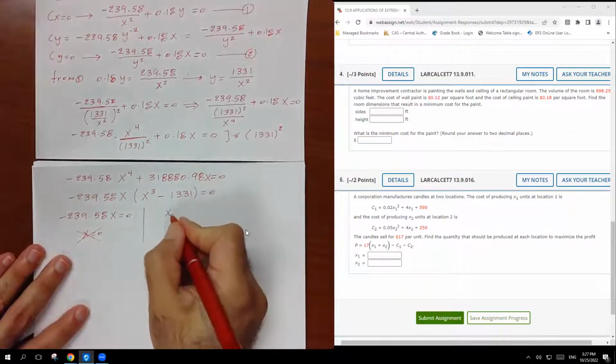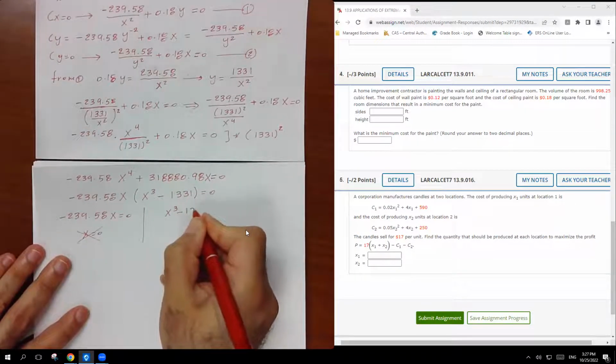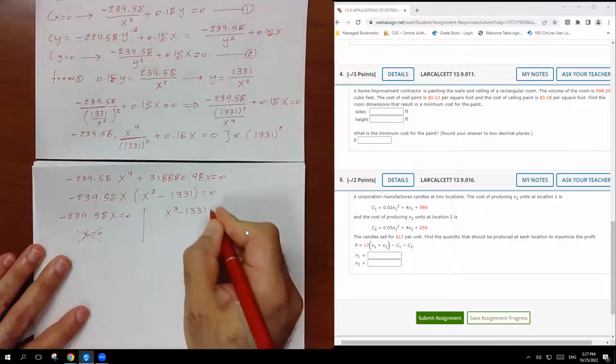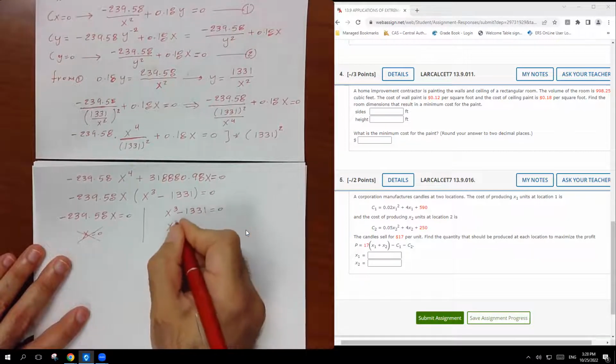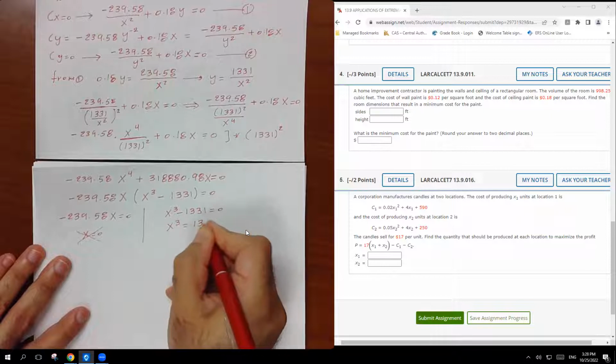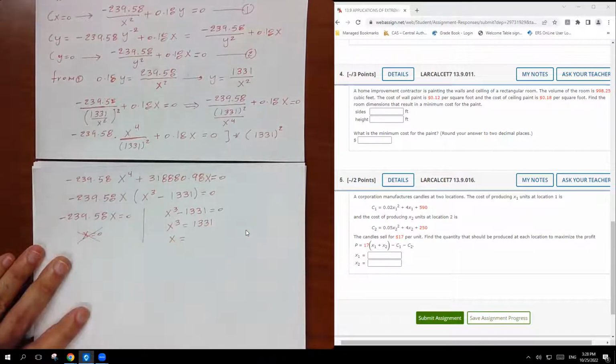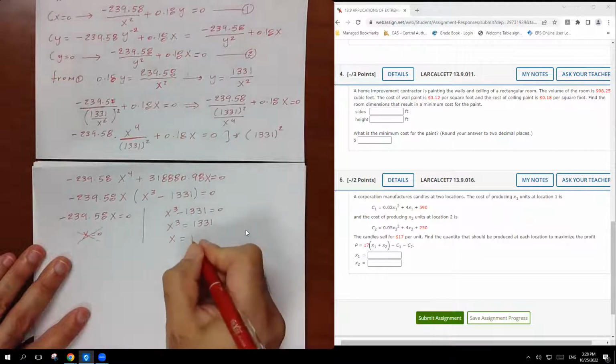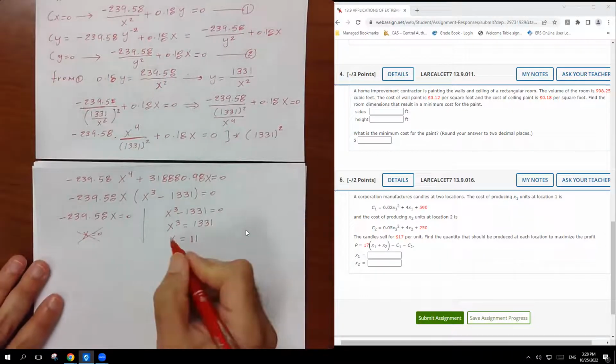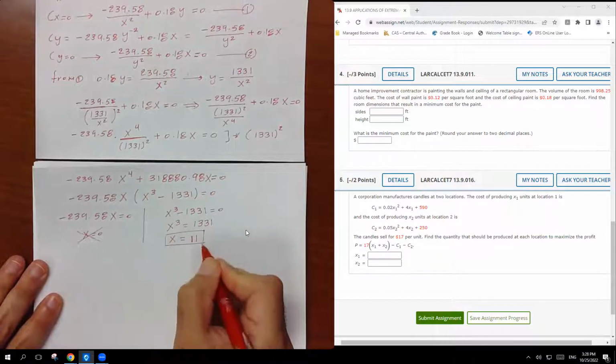And the other side is going to be x cubed minus 1331 equals 0. That means x cubed is going to be 1331. Take the cubic root of both sides. The cubic root of 1331 is going to be 11. So we found the length of the room. It's 11.